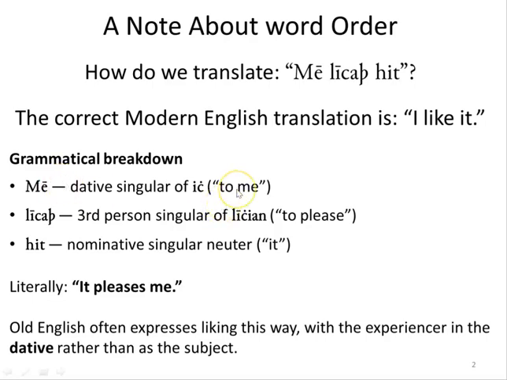And there's a reason for that, and we'll see. The dative tends to be the recipient of the action, the reason the action's done, or some sort of action is done. And you'll see that shortly. So, Old English often expresses liking this way, with the experiencer in the dative rather than as the subject. Whereas in modern English, the person experiencing it is the subject. I, subject.